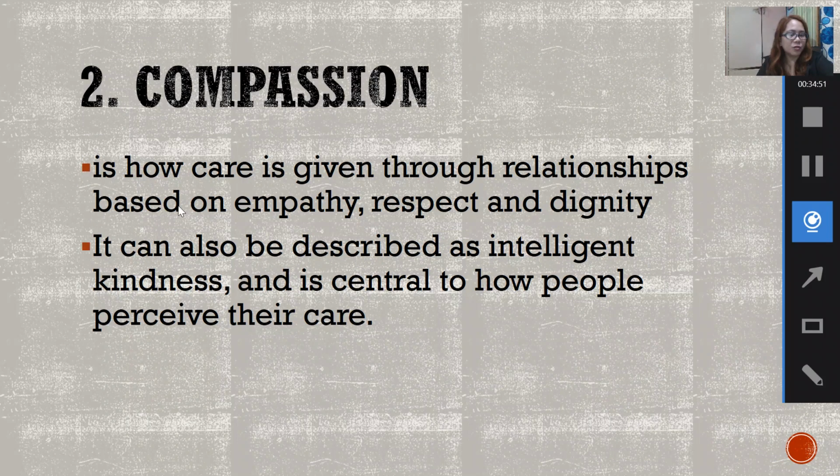And compassion. This is how care is given through relationships. What kind of relationship? Of course, the nurse-patient relationship that is based on empathy, respect, and of course, dignity. It can also be described as intelligent kindness, and is central to how people perceive their care.